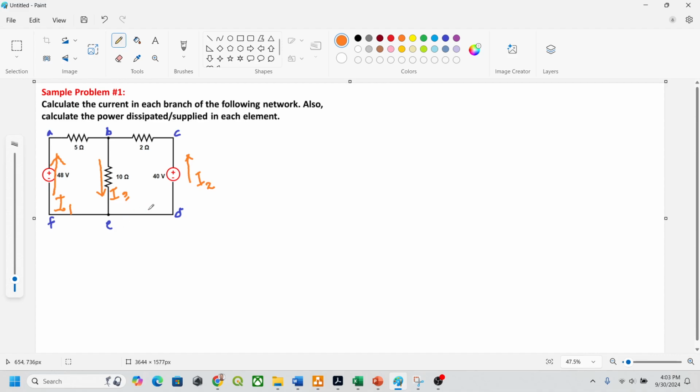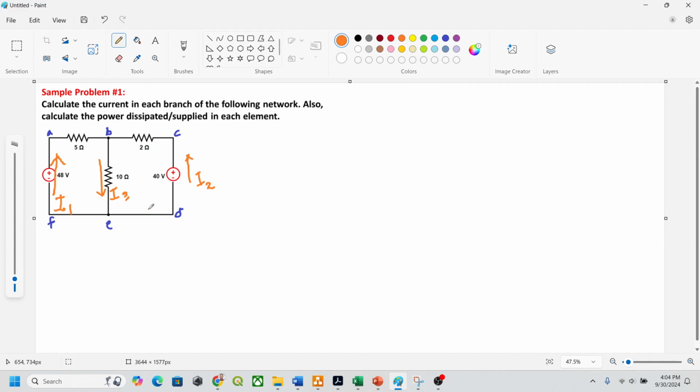Now, why is it important? In the next step, that will tell us that we have to make only one KCL, or else our equations will be null. We will end up with zero currents, and we can't solve zero currents. That's based on experience.